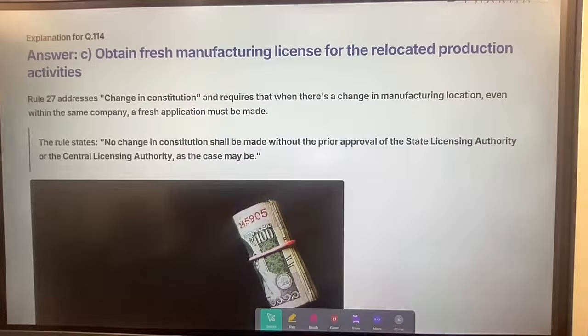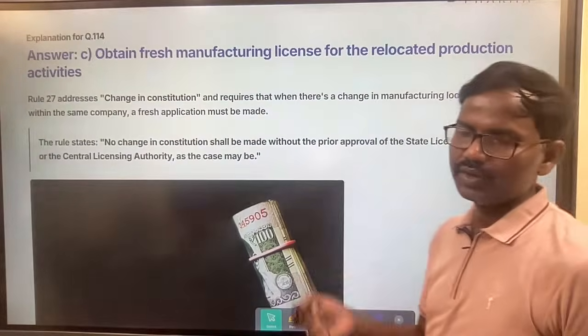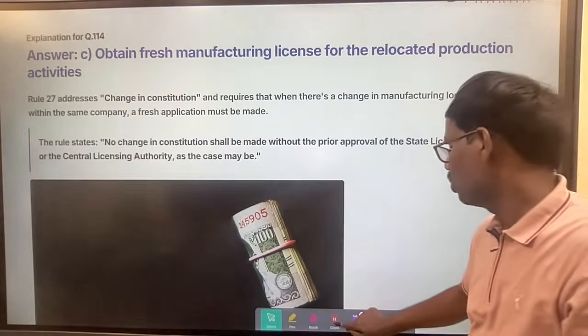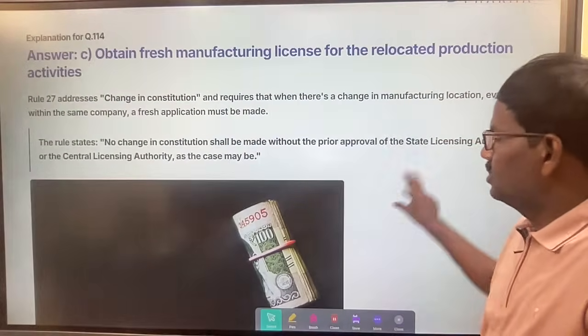Rule 27 addresses change in constitution, and requires that when there is a change in manufacturing location, even within the same company, a fresh application must be made. The rule states that no change in constitution shall be made without prior approval of the state licensing authority or CLA. So whatever the change in constitution, you must take the approval. This is very, very important. Try to remember, don't get confused. Okay, next.